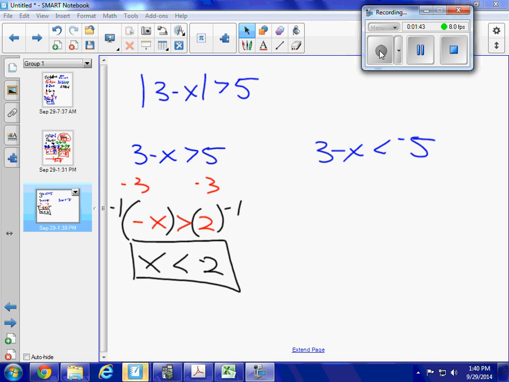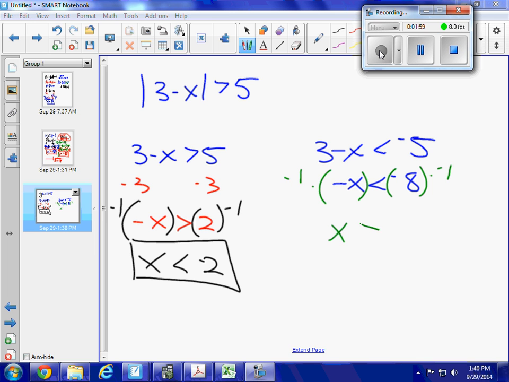Now I'm going to go to the other side. I'm going to do the same thing. I'll subtract 3 from both sides, so I'll have -x is less than -8. I'll multiply both sides by -1, and I get x, flip my inequality sign, is greater than +8. So that's my other answer.